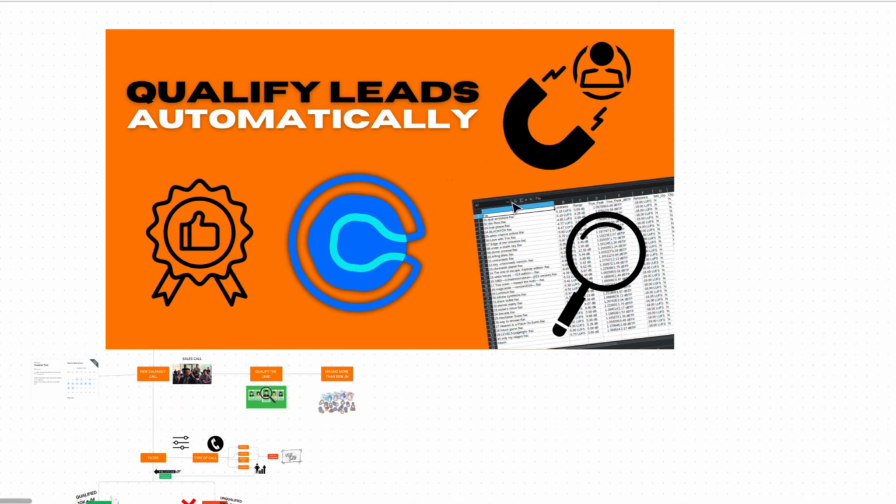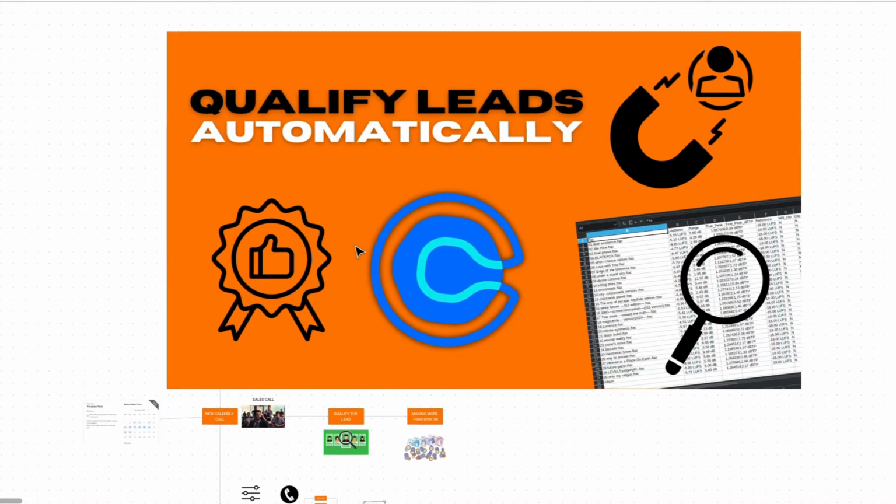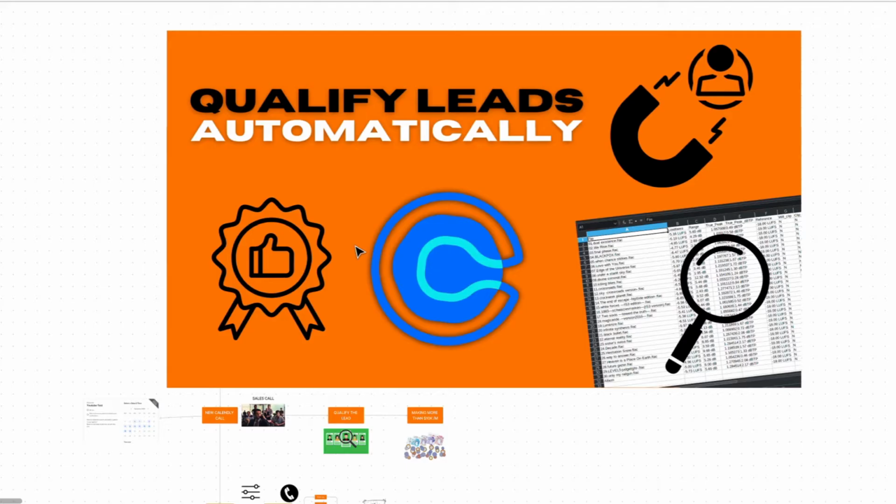Today we're going to be talking about how you can automatically qualify your leads using Zapier. Now this is a very useful automation to set up and will save you a lot of time, especially if you're running ads and you have a bunch of unqualified leads filling up your sales calendar every single day. Those are valuable spots which can be taken by actually qualified leads. The sooner you act on this, the better.